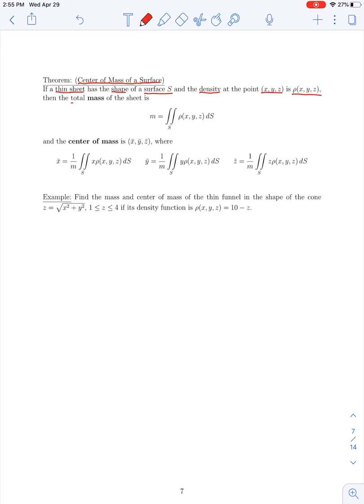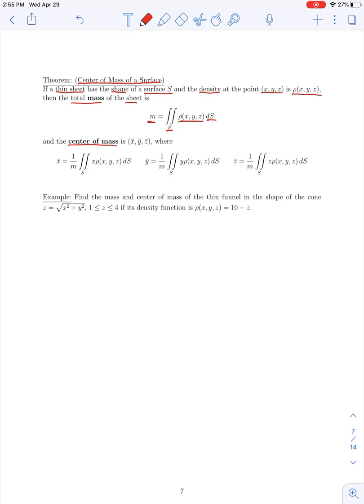So we would then define the total mass of that sheet as little m. And to find the mass of this sheet, we would take our density function at any given point and evaluate the surface integral with respect to surface area over the surface S, which describes the shape of our surface, or our thin sheet. And that is the mass. So we're adding up the density at every point over our surface to get the total mass.